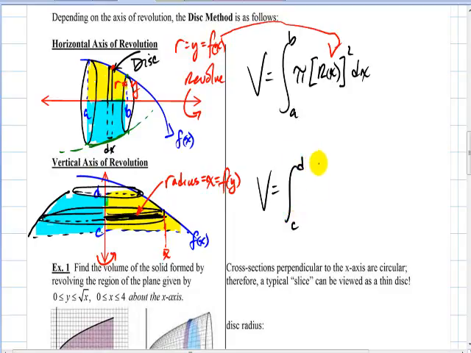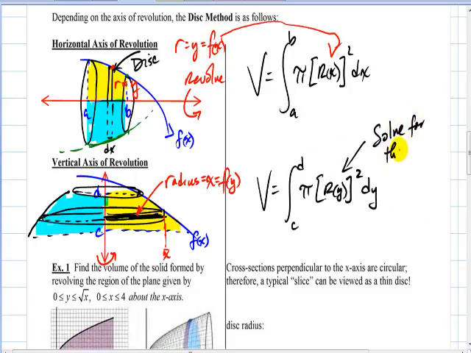So we're going to integrate from c to d, pi times radius squared, but this time the radius is a function of y, so I'm going to write down r of y, quantity squared, dy. So again, we're going to have to solve for the radius in terms of y. We'll solve for x in terms of y.